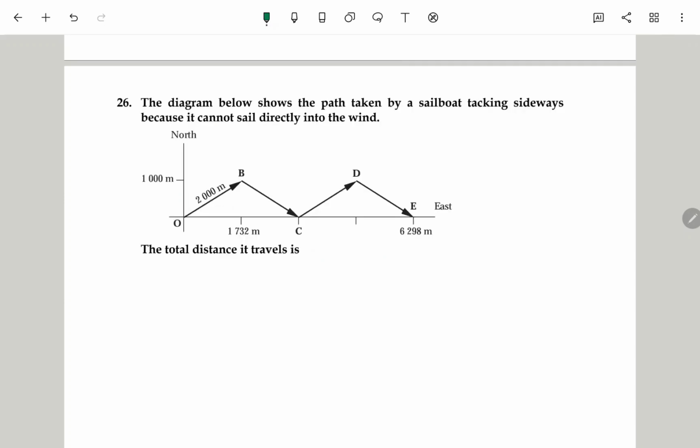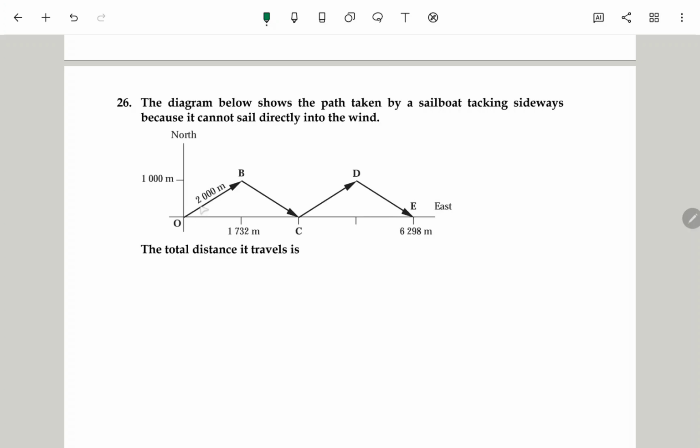The diagram below shows the path taken by a sailboat sailing sideways because it cannot sail directly into the wind. As you can see here, this is north, this is east, and this is 1000 meters. So this is 2000, and the distance here is 1732 meters. Now we need to calculate the total distance it travels.